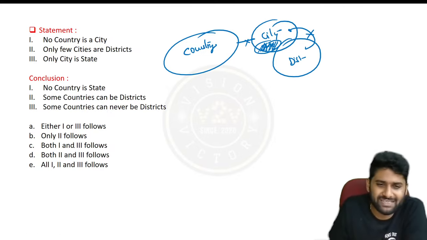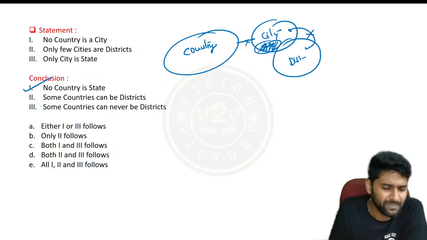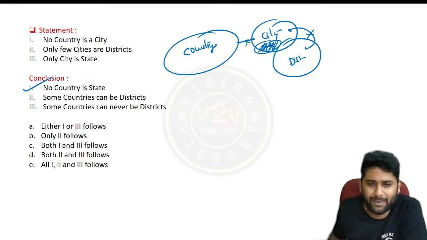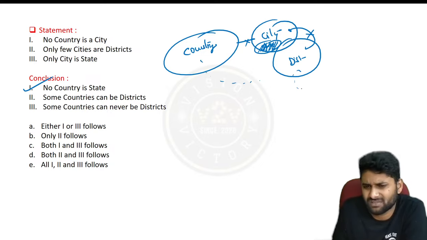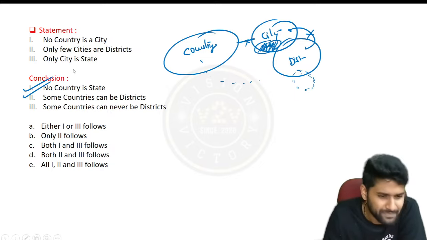No country is city is absolutely false. Why? Because if no country is city, all state is city, you cannot assume state into the country. Why? Because state belongs to the city. Now some country can be a district. Guys, some country can be a district. Yes, we can assume here. This is free space for country, right? That's why some country can be a district is also valid one.